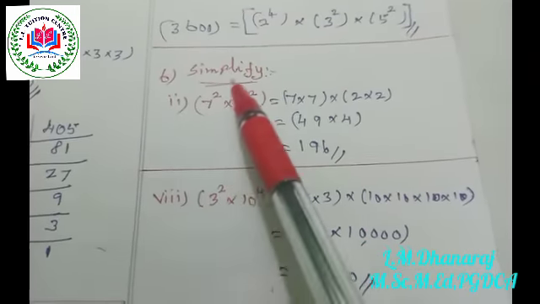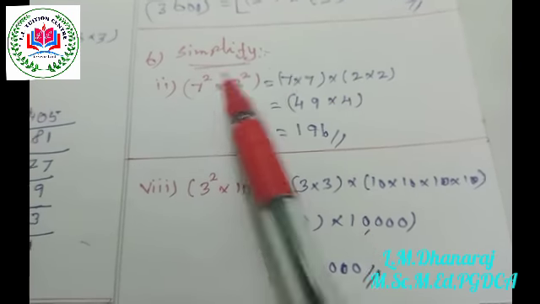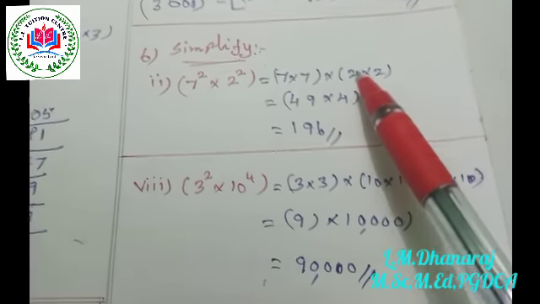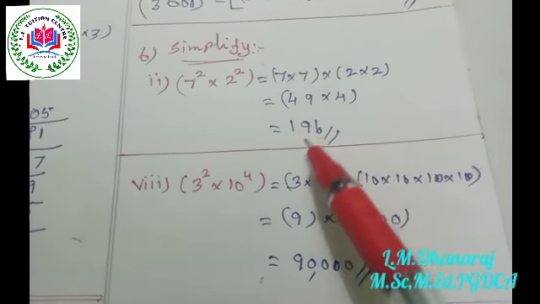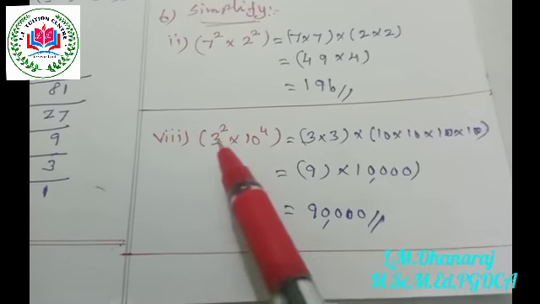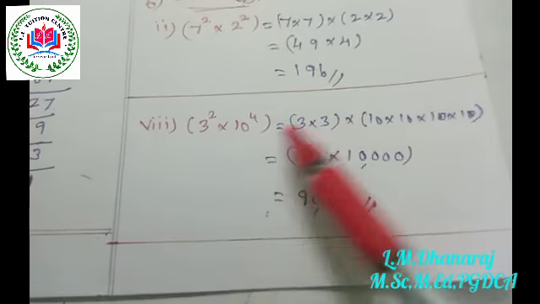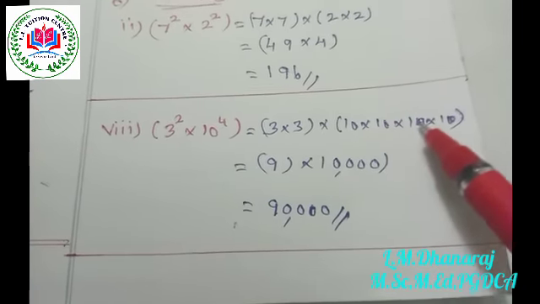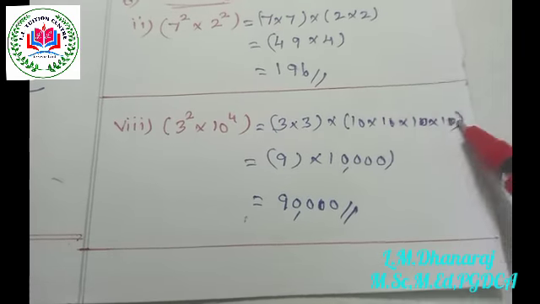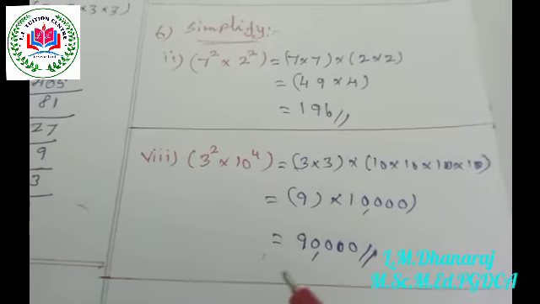Now for the 6th Roman letter we have to simplify 7 power 2 into 2 power 2. So 7 power 2 is 7 into 7, and 2 power 2 is 2 into 2. So 7 7s are 49, 2 into 2 is 4, so 4 into 49 is 196. Now for the 8th subdivision, it is 3 power 2 into 10 power 4. So 3 power 2 is 3 into 3, and 10 power 4 means 10 into 10 into 10 into 10. 3 3s are 9, and 10 into 10 into 10 into 10 will be 10,000. So 9 into 10,000 is 90,000.